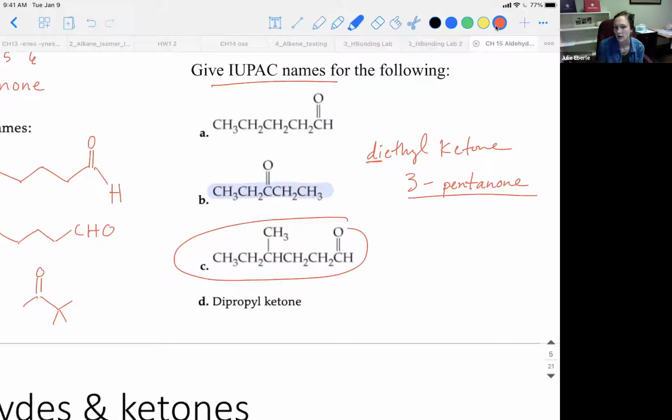And I put the 3 to indicate what carbon the ketone is on in the molecule. Does that help, Cameron? Yes, thank you.